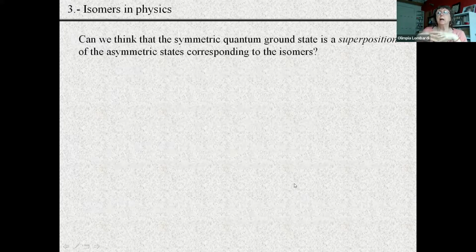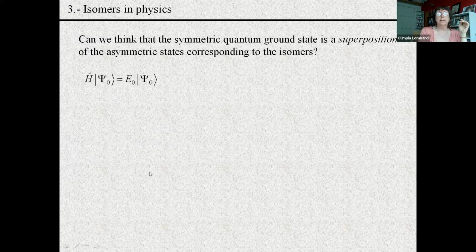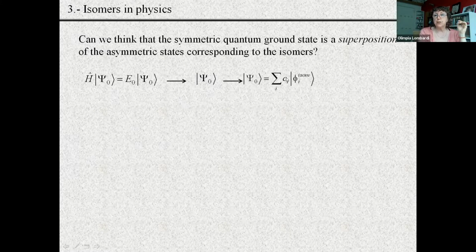So now we can go to the view of Vanessa and Alex. Why can we not think that the symmetric ground state is a superposition of the asymmetric states corresponding to the isomers? The idea is the following. This is the Schrödinger equation. We obtain the ground state, and we consider that the ground state is a superposition.